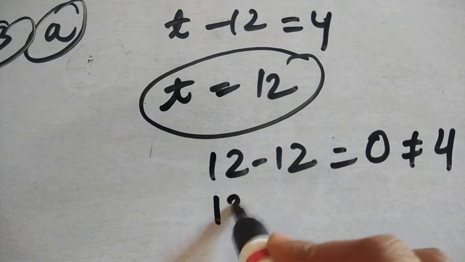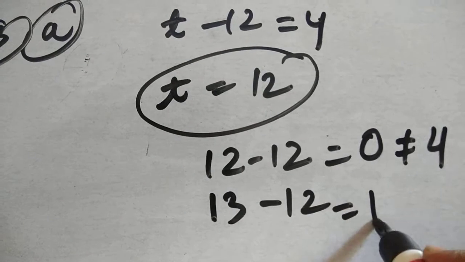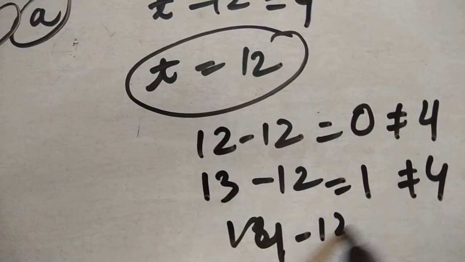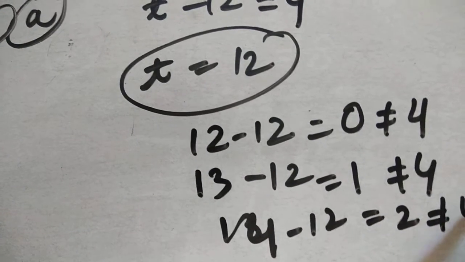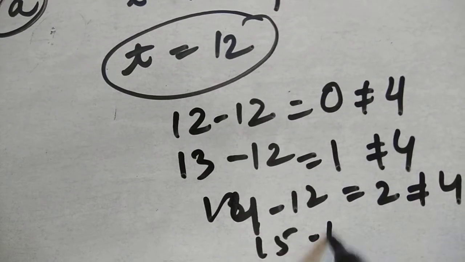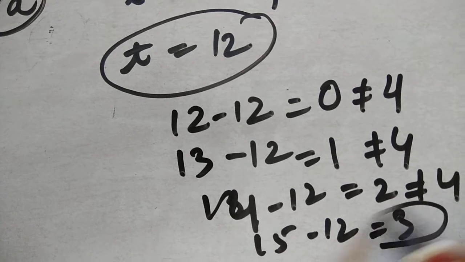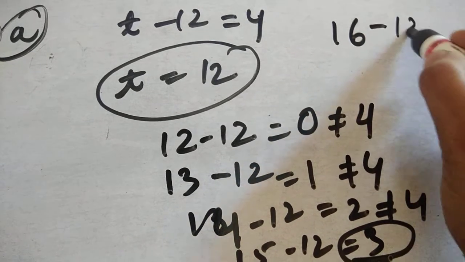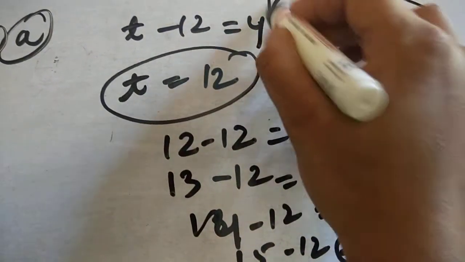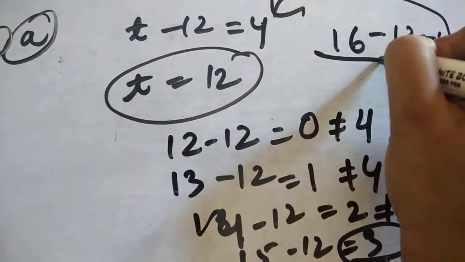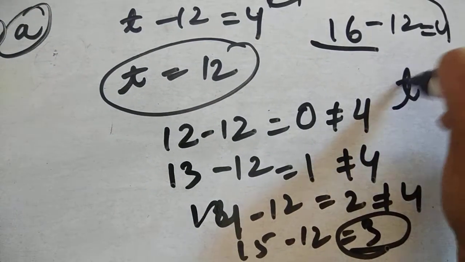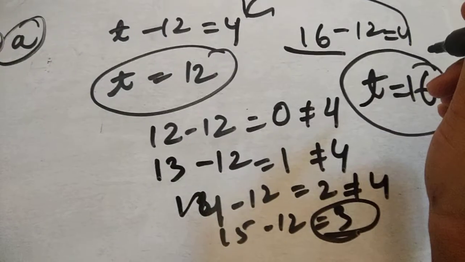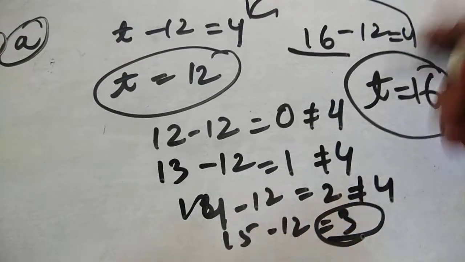If the value is 13, then 13 minus 12 equals 1, which is not equal to 4. If the value is 14, then 14 minus 12 equals 2, which is not equal to 4. If 15 minus 12, this is not satisfied. But in 16, if t equals 16, 16 minus 12 equals 4, which satisfies this condition. So it is true for 16. The value of t equals 16. So this is the trial and error method. We randomly put values and find out.